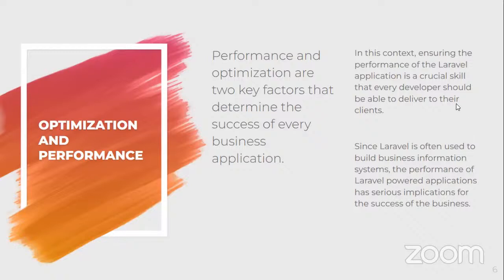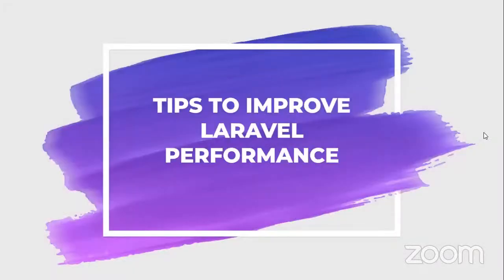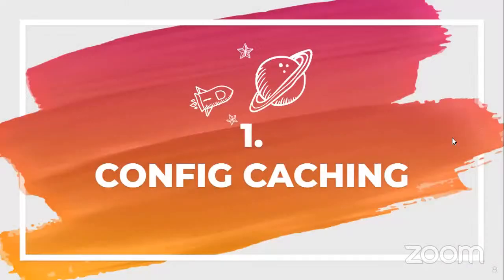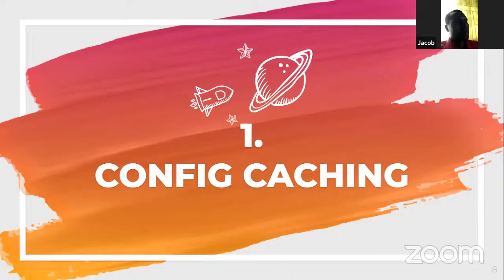Since Laravel is often used to build business information systems, the performance of Laravel powered applications has serious implications for the success of businesses. Now, I'll go directly into tips on how to improve Laravel performance. So, tip number one is config caching. Briefly, I've not talked about what caching is, so that everybody could understand.